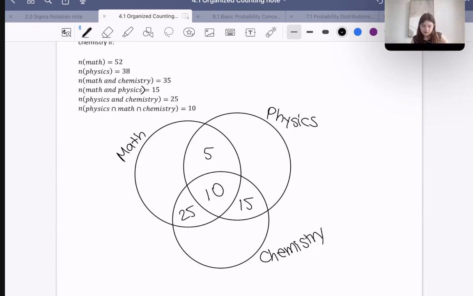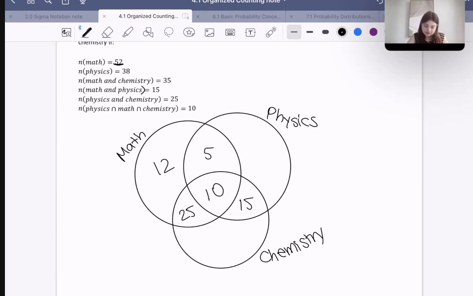Good. All right, now we know that 52 take math. So we've already accounted for 5 of those students here because they take math and physics, but not chemistry, plus 10 of them here that take all 3 subjects, which includes math, and then these 25 who take just math and chemistry but don't take physics. So in total, 25 plus 5 plus 10 is 40. So that means that there's 12 students here, right? In order to reach 52, there's 12 students left that haven't been accounted for that must take math, but not chemistry or physics, that take only math.